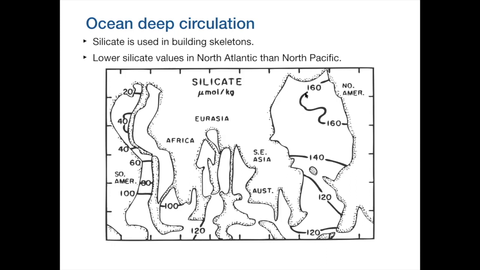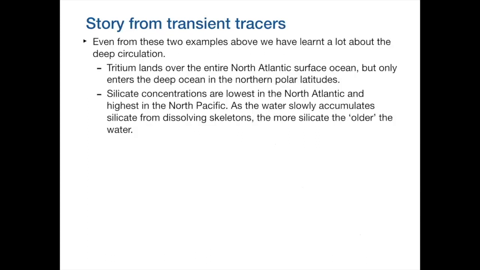So what's this telling us? Well, this water in the North Atlantic has had less rain down onto it. By the time it gets to the North Pacific, it's accumulated more. So this could tell us the age of the water, that the deep water in the North Atlantic is younger than the deep water in the North Pacific.